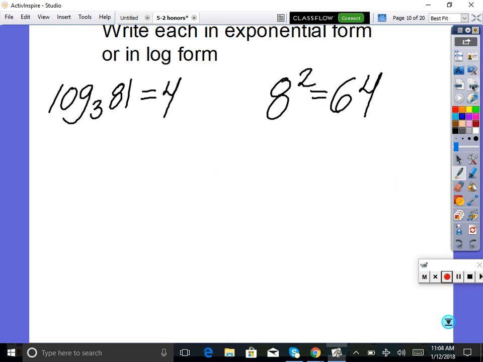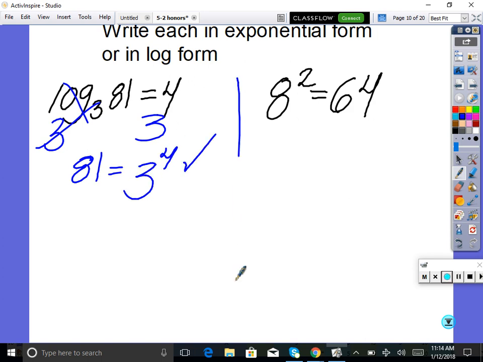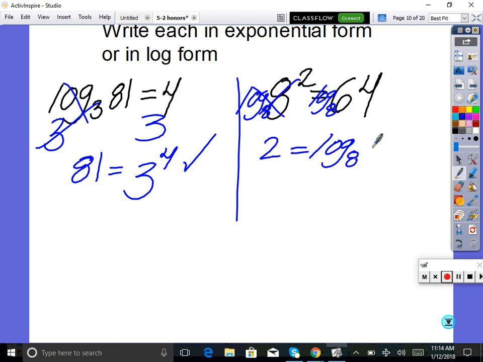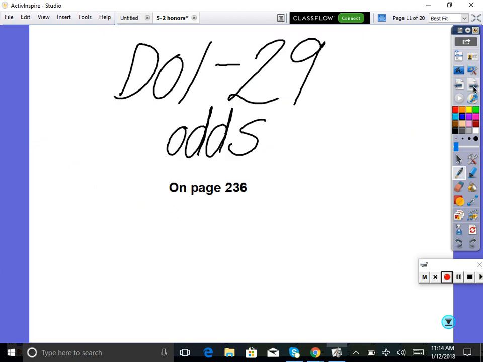Sweet. Okay, ready? Show me you guys understand. Write the log as an exponential and the exponential as a log. Sweet, you went like this? Base 3, base 3. Therefore, 81 must equal base 3 to the 4th power, which is a true statement. I know I've done it right. Over here, you said I need to undo log base 8. So 2 equals log to the base 8 of 64. Awesome! Okay, do 1 through 29 odds.